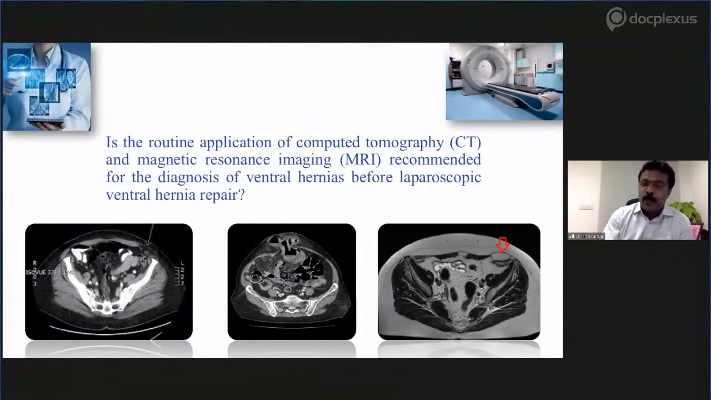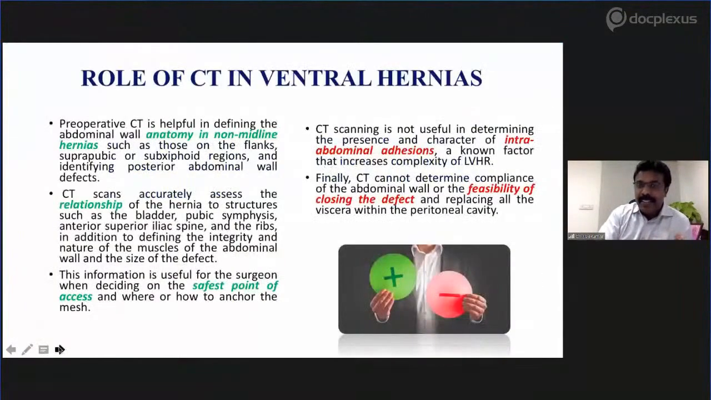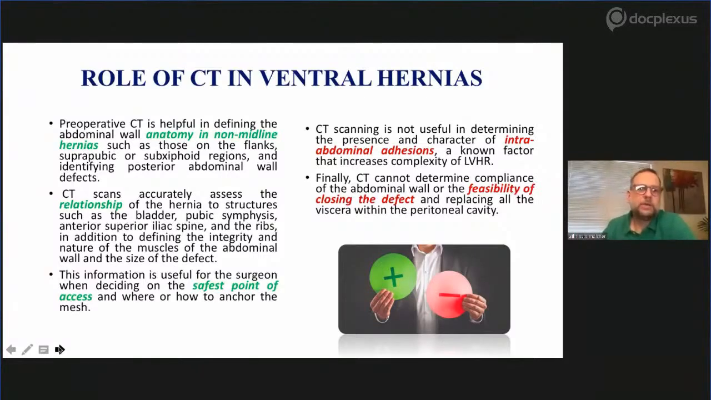So as you told, this is for the midline hernia, I think. Any other comments, sir? Any other comments from the panelists? Yes, I do have a comment.